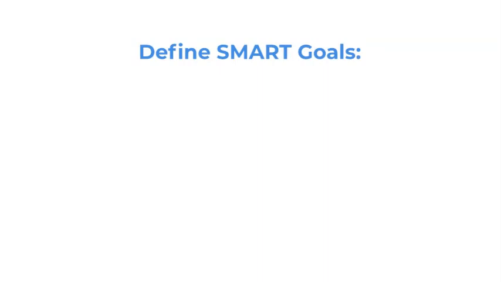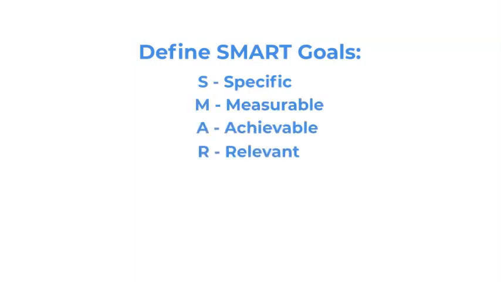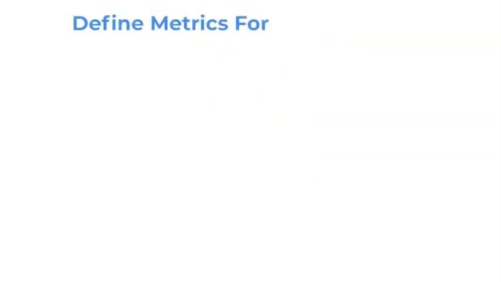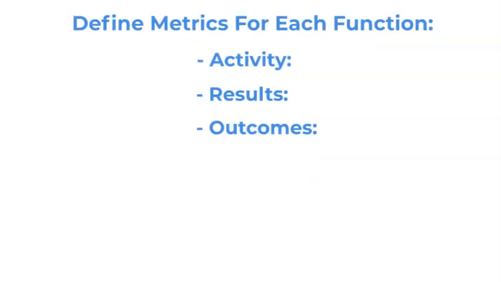Next, define your organization's goals. We recommend SMART goals. Ideally, the goals should be specific, measurable, achievable, relevant, and time-bound. Next, define and review your metrics for each function. Include metrics for appropriate activity, results, and outcomes.